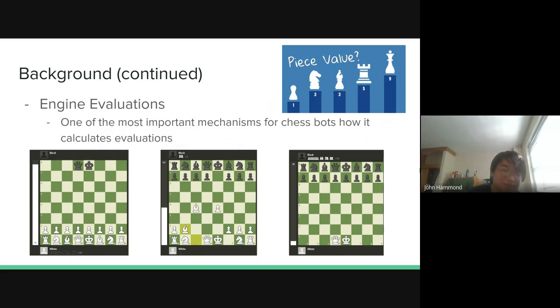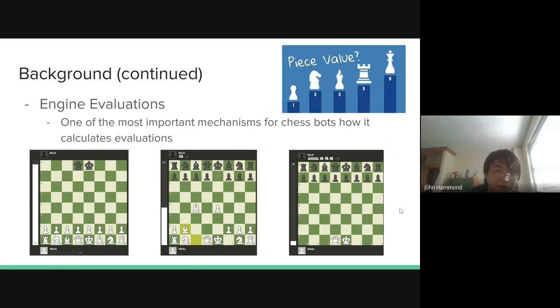So, of course, I have some examples down here. On the far left, you can see that white is pretty clearly winning. You don't need a computer, you don't need to know anything about piece value for that. Just physically, white has so many more pieces than black does. Same thing on the far right. Black has way more pieces than white does. So, of course, black is very heavily winning.